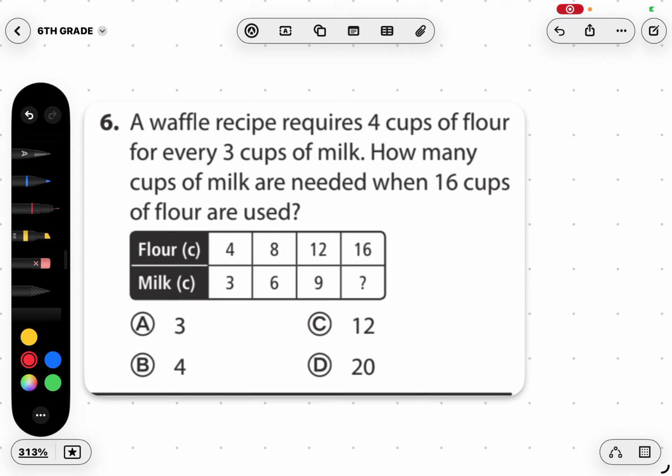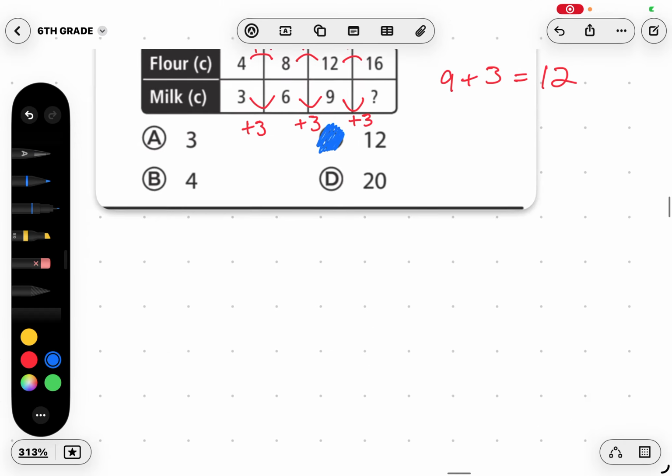So the flours are increasing by 4 each time. And the milk is increasing by 3 each time. All right. So to figure out that missing value, we just need to do 9 plus 3. 9 plus 3 is equal to 12. So that would be our answer here, 12. Okay. All right. Let's take a look at one more question.